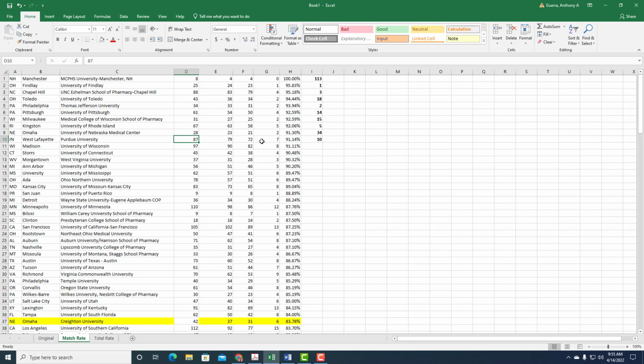So when you're looking at next year, those of you that are P3s, P2s, and P1s, you really want to take a look at both of those data, match rate and total rate, and see where you're at. The other thing I don't think that we really get a good sense of is, because there is no ranking, how much better are the residencies that UNC and Toledo and Findlay and Thomas Jefferson students are getting than the ones at the bottom?